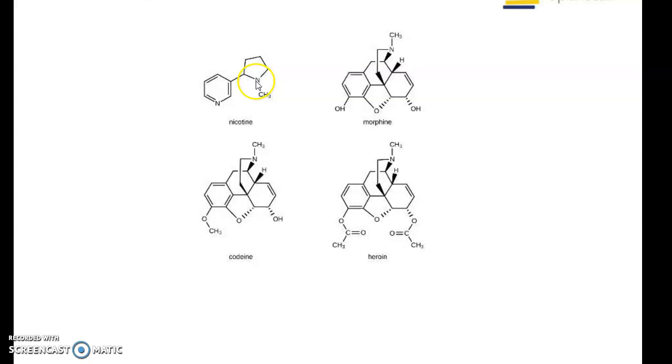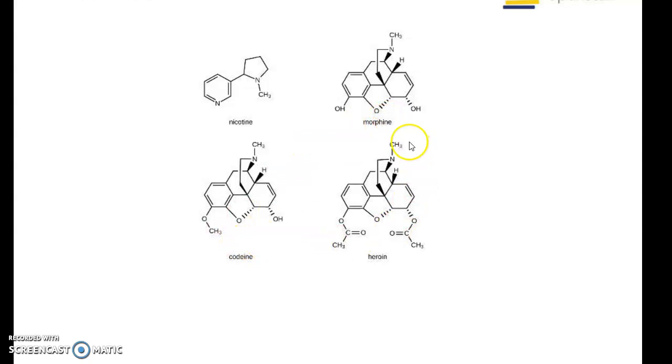Right here you have a nitrogen in a five-member ring with another methyl group off of it. This is the formula for nicotine. Morphine also has a nitrogen and has this type of structure. Codeine has a very similar structure over here. As a matter of fact, you can see the differences between these are this OH here and this OCH3 here. So that's essentially the only difference between morphine and codeine.